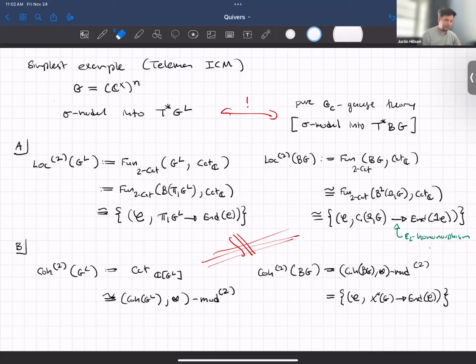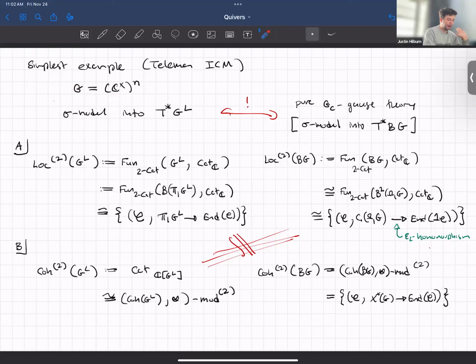And the amazing thing about the way that he did it is he managed to give a definition for the A model that didn't involve counting any, solving any PDEs. And so he worked out the simplest example. So let G be just some torus, some C star to the n or some U1 to the n, depending on whether you like complex or compact groups.